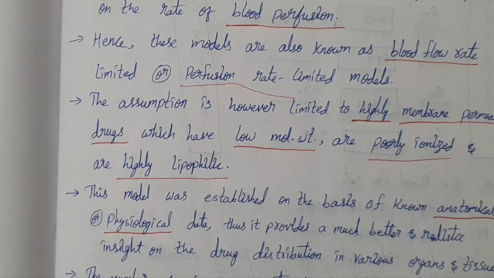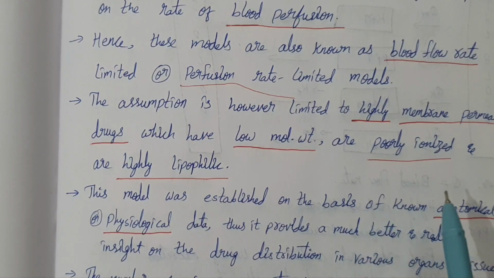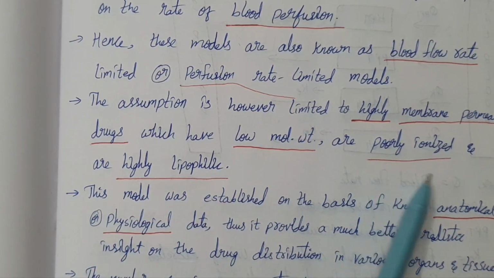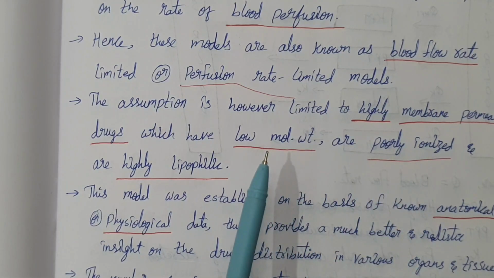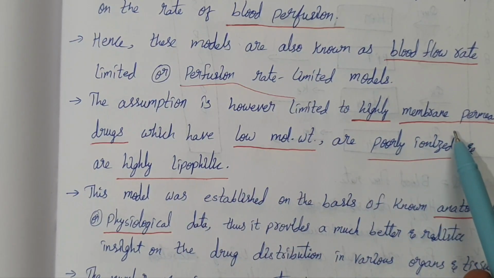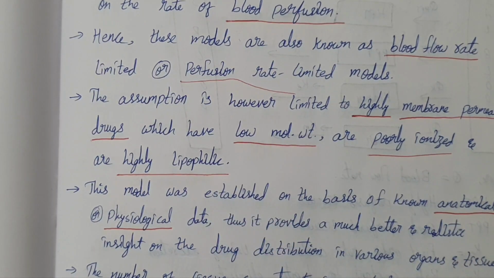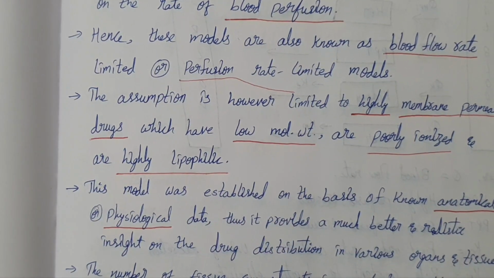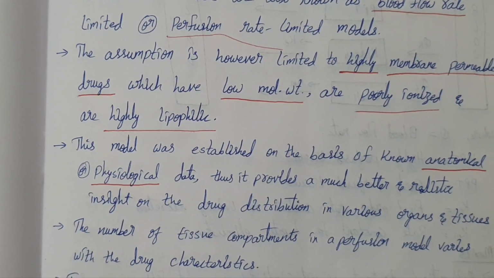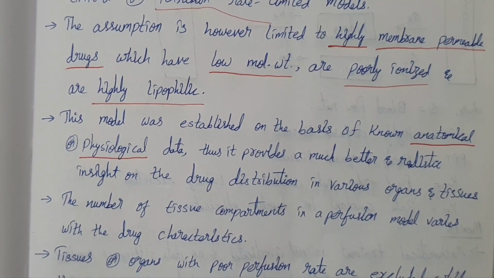But here is the catch. These assumptions apply mainly to drugs that are highly lipophilic, poorly ionized, and can easily cross cell membranes. Okay, so the drugs that can pass through membranes without much resistance, this model works best for them.